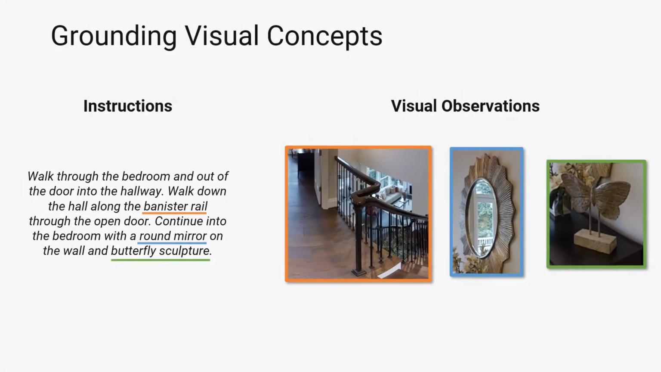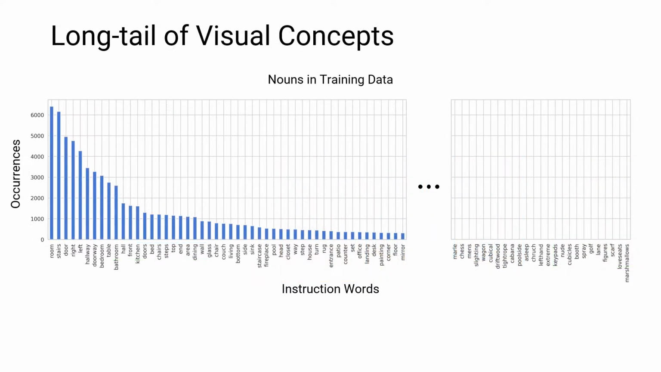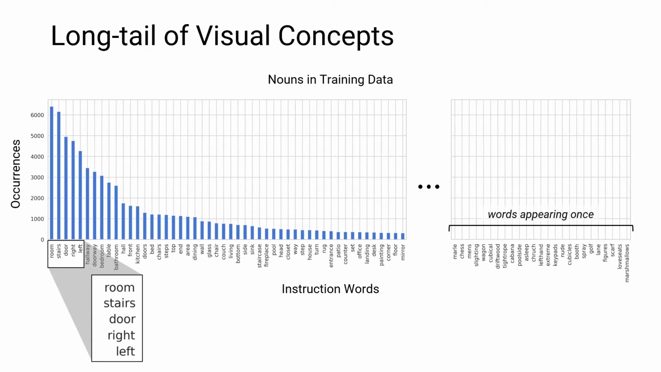As you might have noticed, identifying the visual landmarks mentioned in the instructions, such as the butterfly sculpture, is critical to solving this task. However, a key challenge is the long tail of such concepts that we might want our agents to recognize. For example, here's a histogram of nouns in the VLN training data. We see a long tail in this dataset, with common words on the left and the words to the right occurring only once. In prior work, VLN agents typically learn visual grounding primarily from this dataset. So if you want these agents to find the marshmallows, you're probably out of luck.